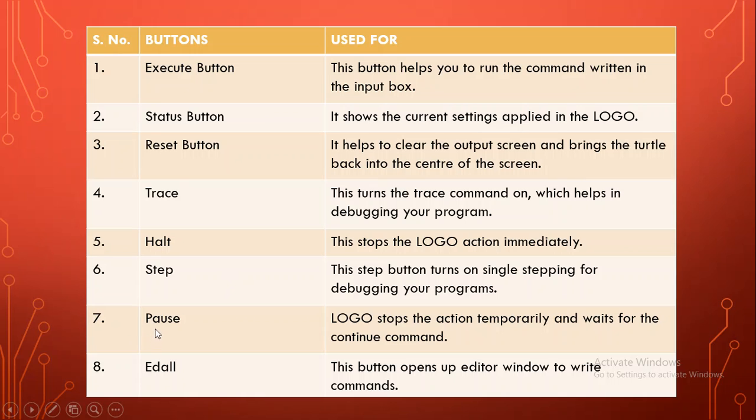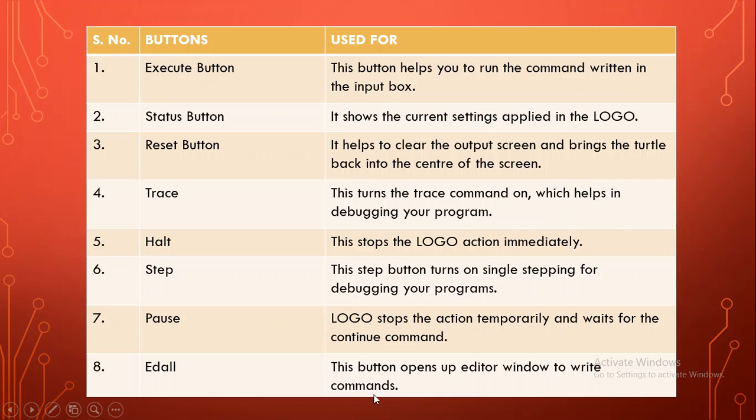Okay. Now the next button is pause. Logo stops the action temporarily and waits for the continue command. If you click on the pause button, you can simply stop the action for a little time, so that you can continue the function after some minutes or some seconds. Okay, so for that purpose the pause button is used, and halt is used for directly stopping the action. So this is for pausing the action and this is for stopping. This is the difference between the halt and pause buttons.